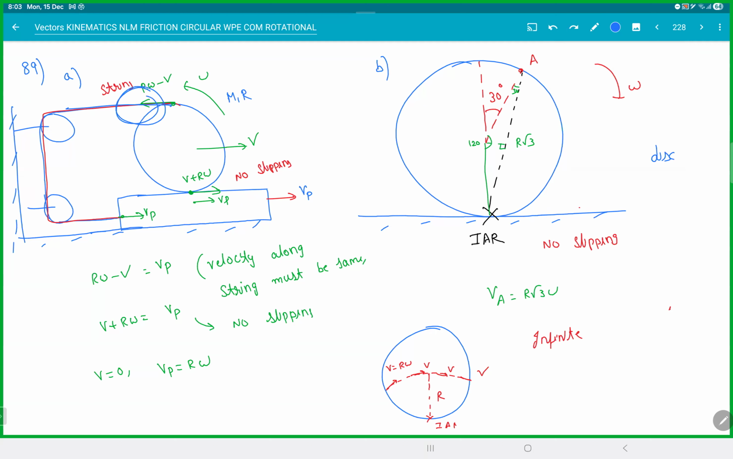Velocity along the string, so be careful with that. If you have taken that as omega in that direction, then what you said was right. V plus R omega would have been minus VP. So be careful. I took omega in the reverse direction. I didn't take your standard omega. I took omega backward. You could have chosen anything.